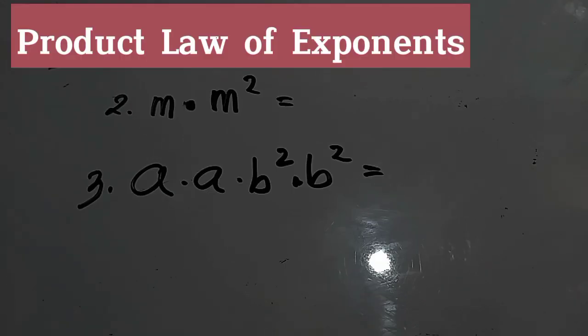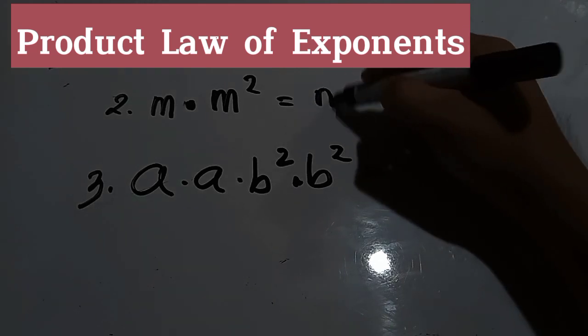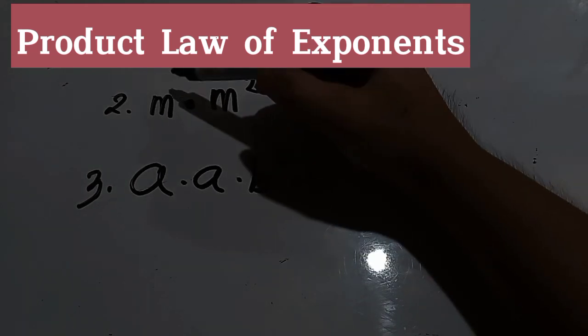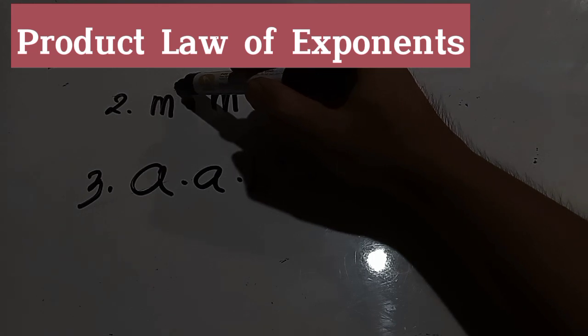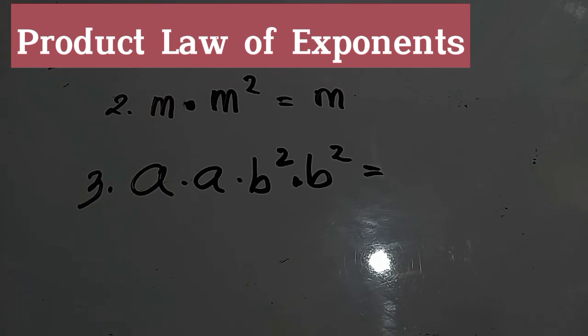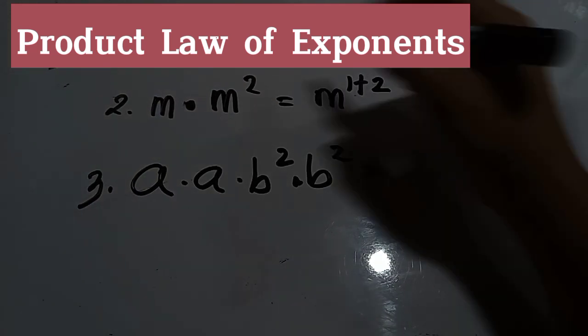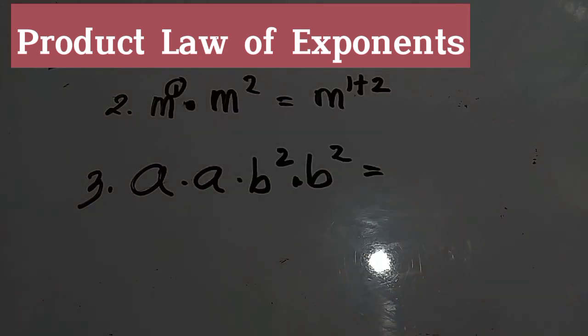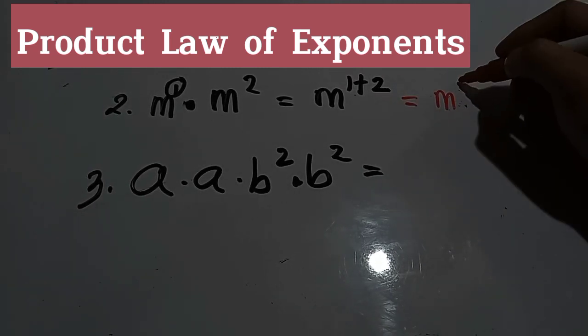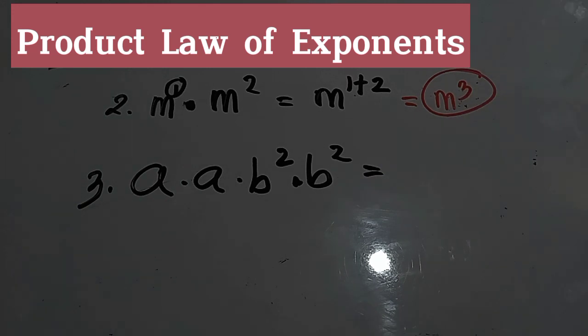Okay, another example. Number 2. M times m squared. So, ibig sabihin, pareho sila ng base. So, kopyahin lang natin yung base natin at saka i-add natin yung exponents. As what I told you before, kung wala tayong exponent, ibig sabihin, meron siyang visible 1. So, pwede niyang hindi lagyan ng exponent. So, i-add natin yung exponent, 1 plus 2, that is 3. So, this is our final answer, m cubed.